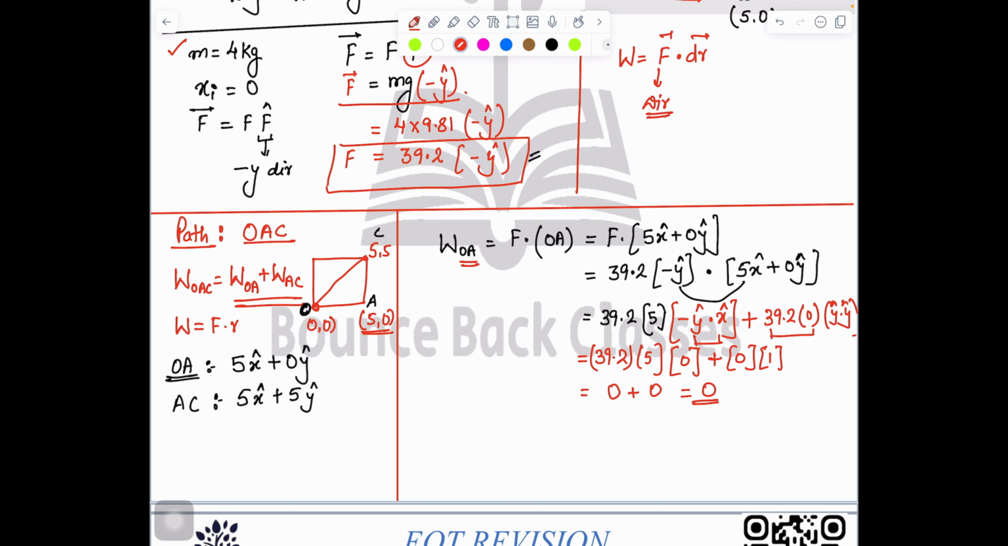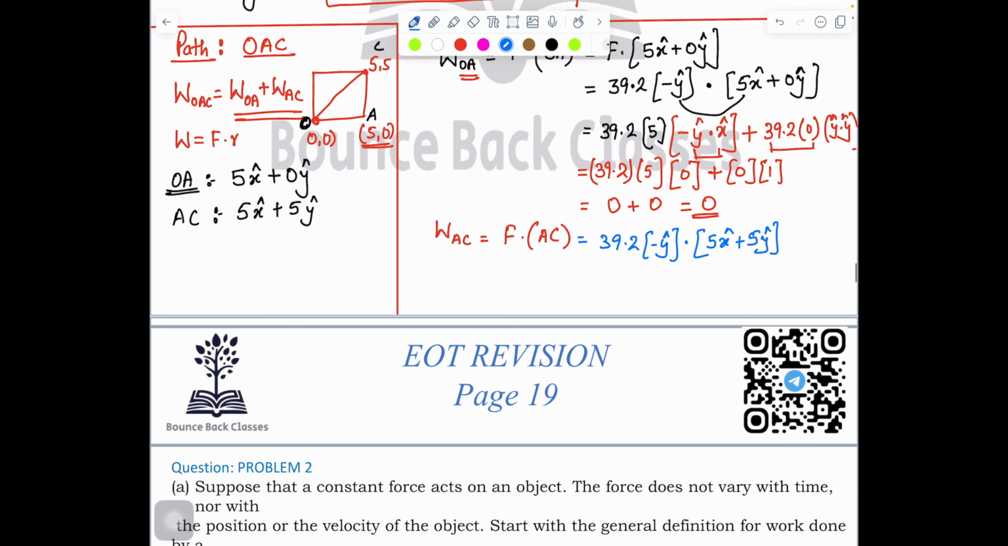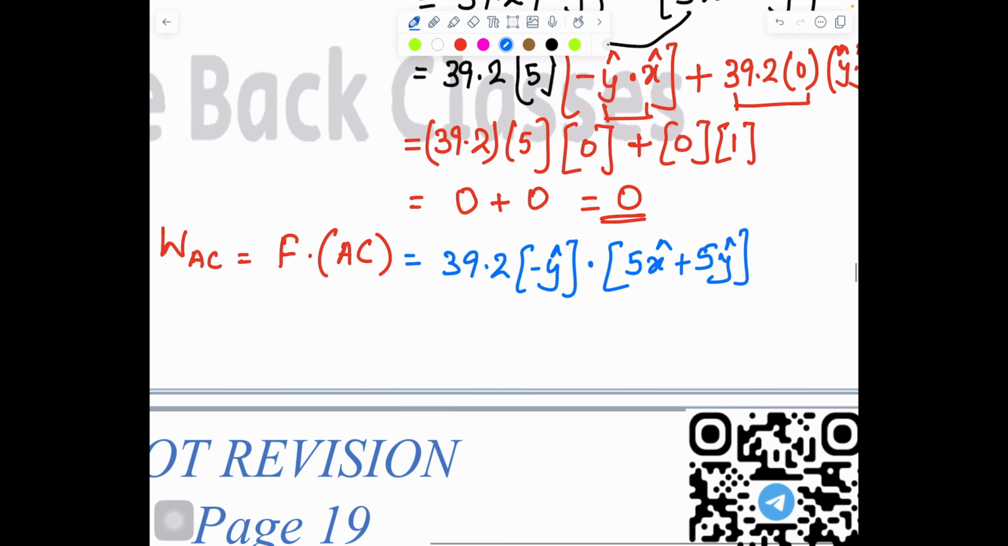Similarly, you can solve work done after OA; we need to find AC. So F dot AC. Yes or no? We have the value of F: 39.2 bracket negative y cap dot AC. What is AC? AC is 5x cap plus 5y cap. Now solve in the same way I solved the previous one.